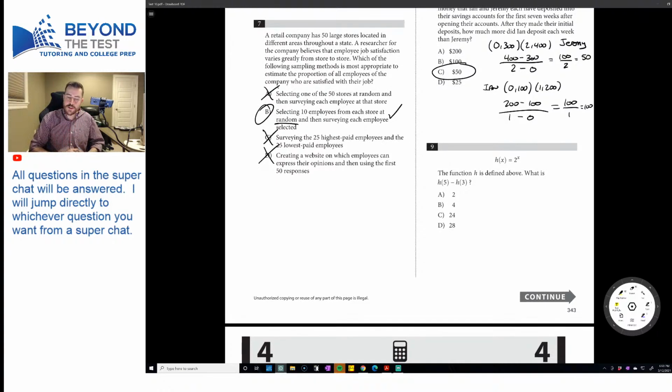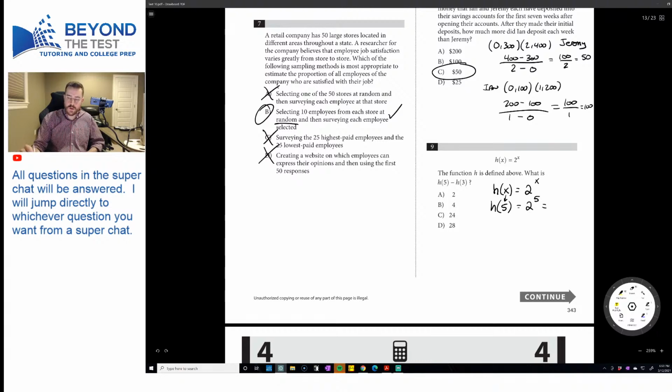What is the value of h of 5 minus h of 3? Okay, so if we have h of x is equal to 2 to the x, let's start with what h of 5 would be. Again, if it lines up, it's going to be equal. So the x is going to be equal to 5 here. So we're getting 2 to the 5th.